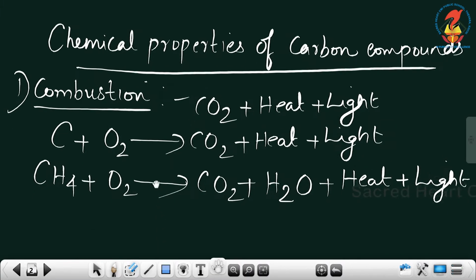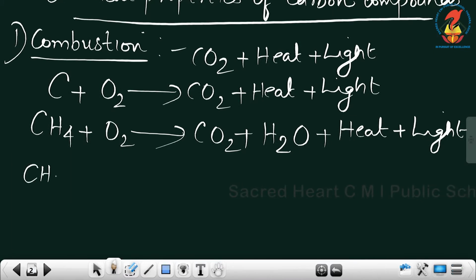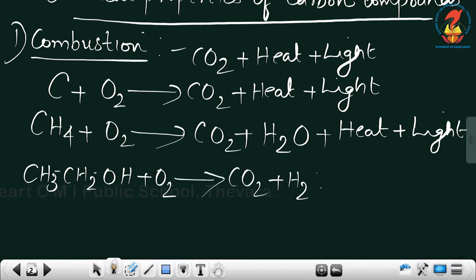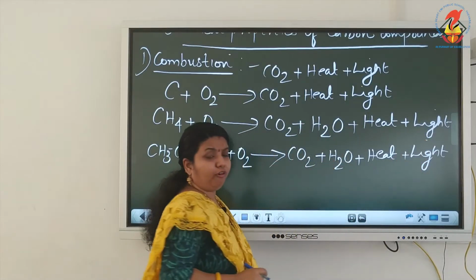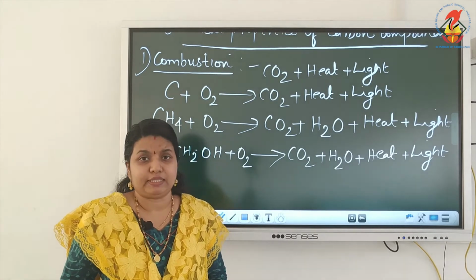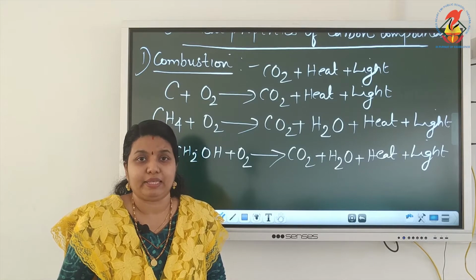Another compound of carbon, ethanol, CH3CH2OH. We have learned ethanol. When it burns, it combines with oxygen, again changes to carbon dioxide, water, heat and light. So carbon in its elemental form and also in the form of its compounds burns in oxygen producing energy in the form of heat and light. That is the reason why carbon and its compounds are mainly used as fuels.